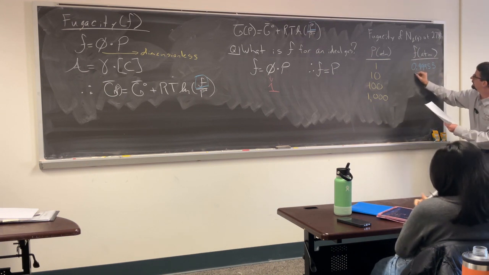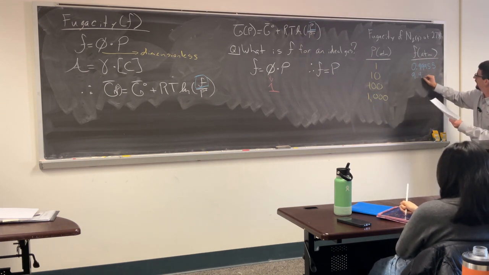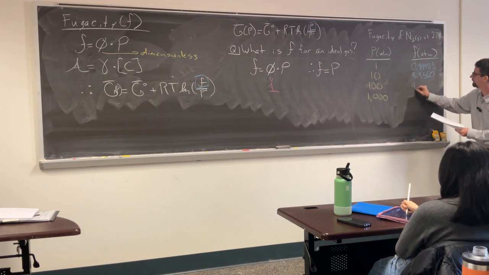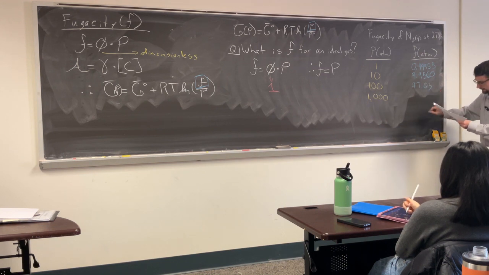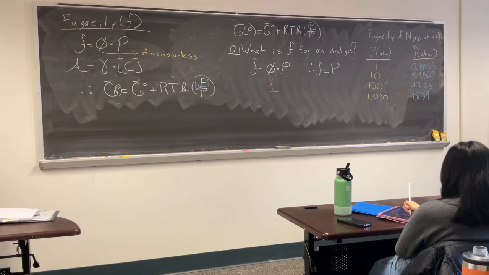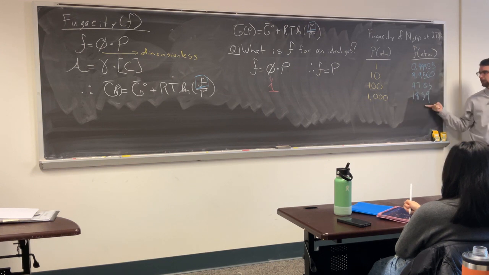So if we have a pressure at 10, we get 9.9560. At 100, 97.3, and at 1,000, 1,090. Okay, what do you notice about these three? Yeah, they're lower than the pressure. What about at this pressure? Higher.